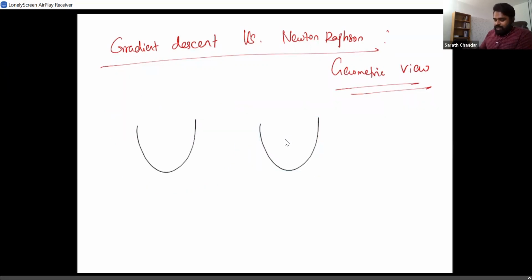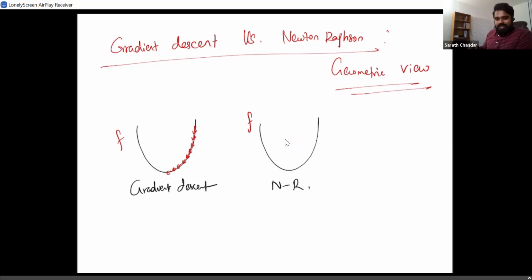Okay, so now in the case, this is my function f. In the case of gradient descent, you start at a random point, and then you make tiny steps to reach the minimum, right? This is gradient descent. On the other hand, what is Newton-Raphson trying to do?